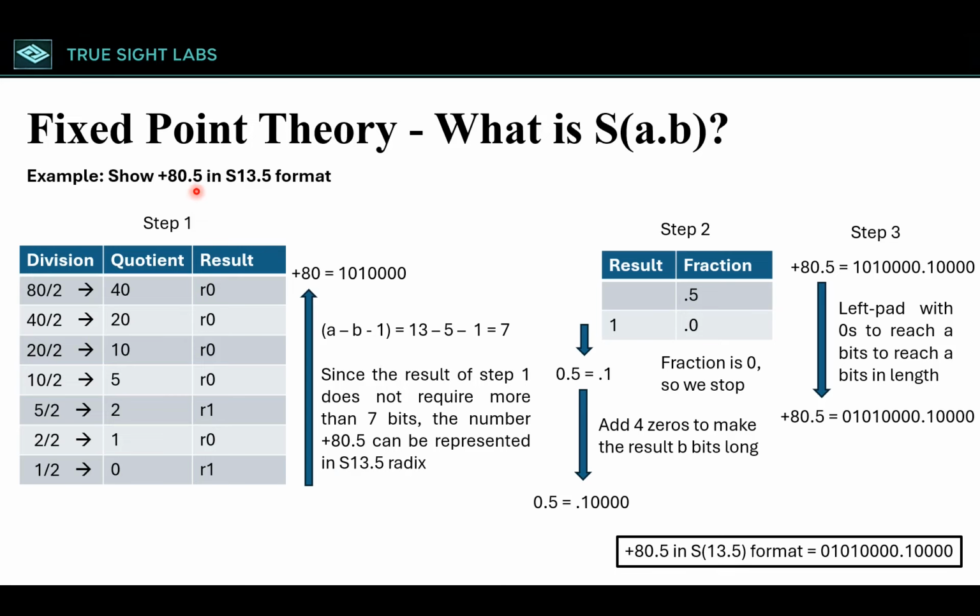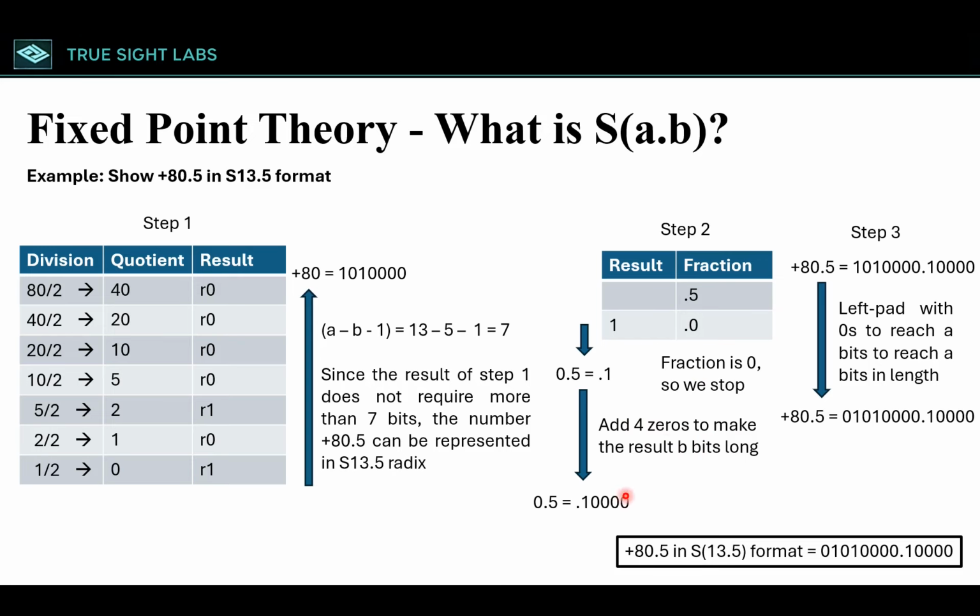Now let's show that same example, but in S13.5 format. If we repeat step 1 again, we get this value, but this time, because we have different A and B, the expression gives 7, and 7 is equal to 7, so the condition's met. It's not greater than it, so we can go to step 2. And then the fraction is 0 after the first iteration. 0.5 times 2 is 1.0. So we stop, but then we have to add 4 zeros to make the result B bits long.